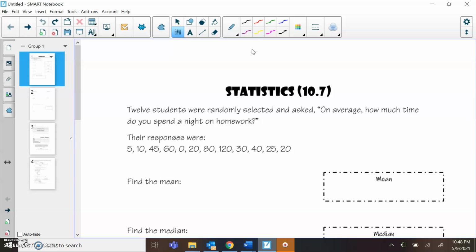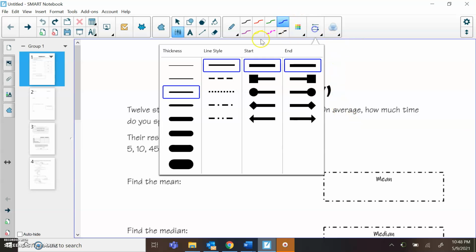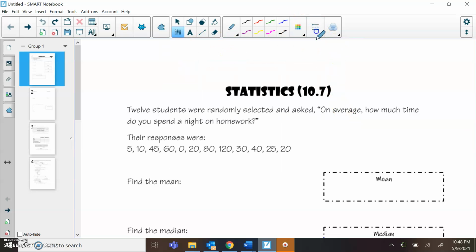It says 12 students were randomly asked, how much time do you spend a night on homework? This was their responses, 5, 10, 45, etc. The first thing they're going to ask us to find is the mean. So the definition of mean is basically, it's like your average.